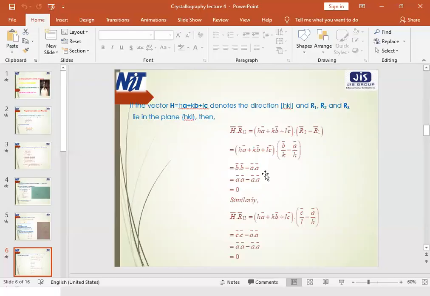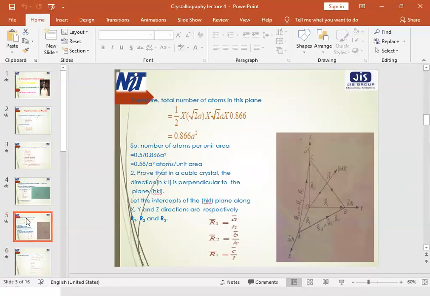Now we know that for any simple cubic system, A is equal to B is equal to C. So we change B dot B to A dot A. Now A dot A minus A dot A will be 0. Like that, we find H into R3.